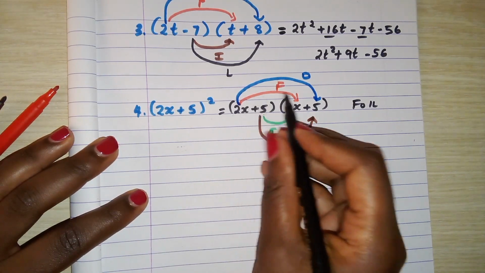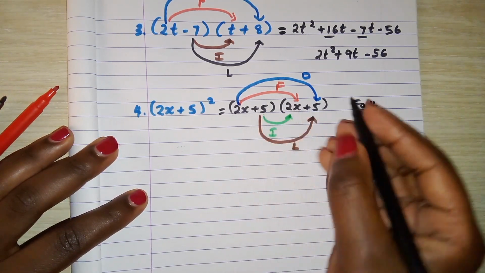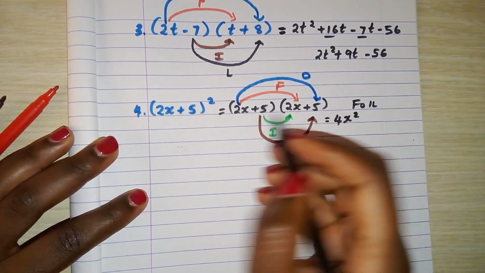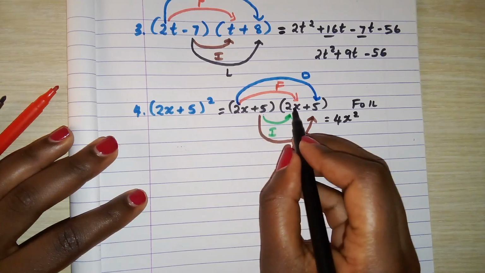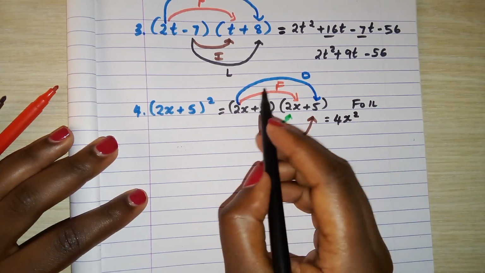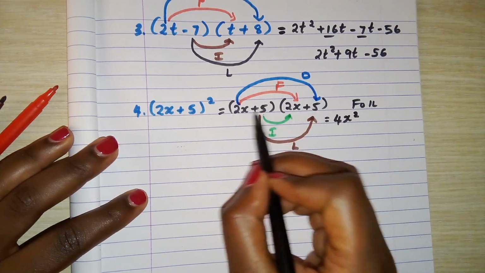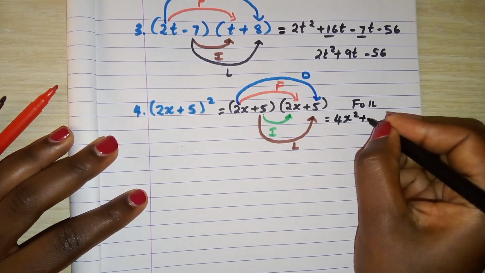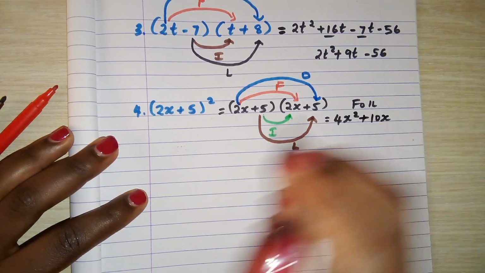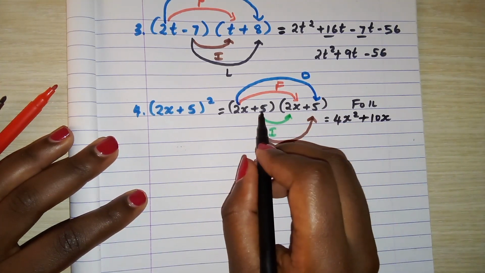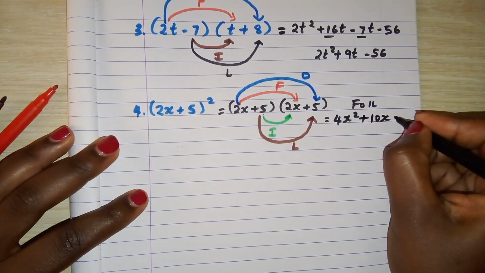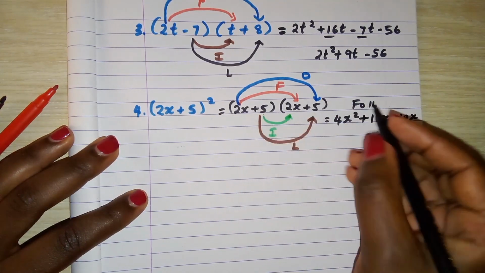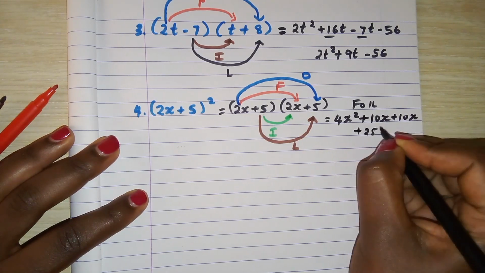So for F is 2x times 2x. 2x times 2x would be 4x squared, because 2 times 2 is 4. X times x is x squared. Then we go to O, so 2x times 5. So 5 times 2 is 10, and that one will be positive because this one is positive, so 10x. We go to I, 5 times 2x is another 10x. And last but not least, we have 5 times 5. Both of them are positive, so it will be 25.